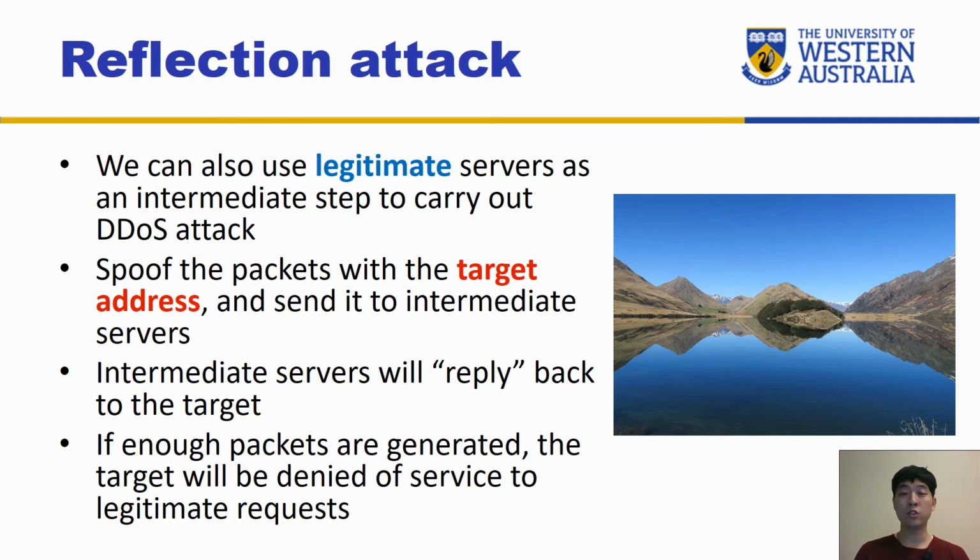So what you have to do is spoof the packets with the target address and send it to the intermediate servers. So you are pretending to be the target, but all of your zombie computers are pretending to be those targets. Okay? And the intermediate server will reply back to the target instead of you, because you have spoofed it. If enough packets are generated, the target will be denied of service to legitimate requests.